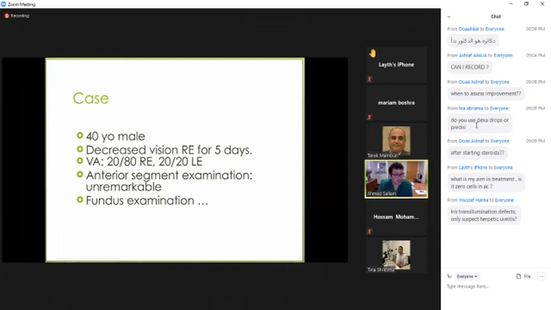They are both very similar. Durezol is more potent, but both of them are similar. Dexamethasone or prednisolone, both of them are fine.